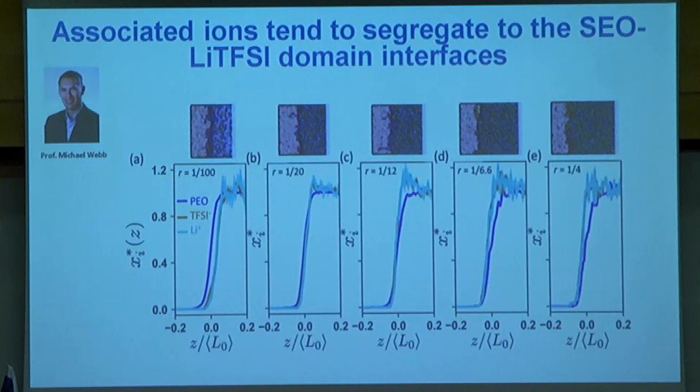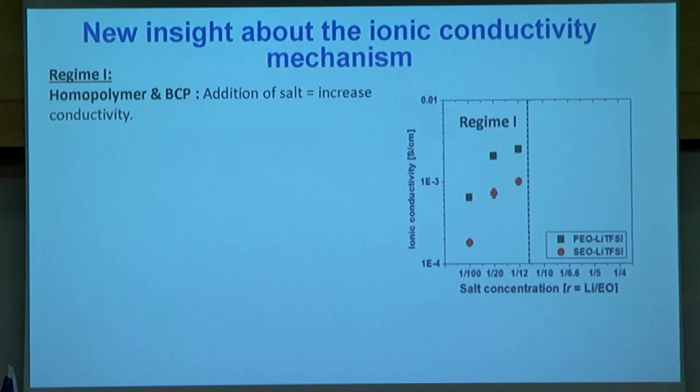And this can now explain the ionic conductivity, and with that I will conclude this part. In the homopolymer and the block of polymer, in the low salt concentration regime, you increase the salt, everything is the same, right? We saw from spectroscopy, and we have more measurements that prove it. The trend is the same. For the block of polymer, you can see the conductivity is lower, and that's also because of the fraction of the phase. You have just 50%.